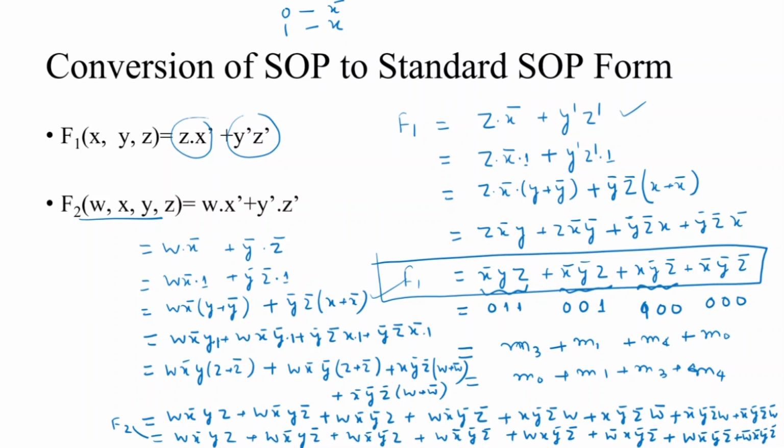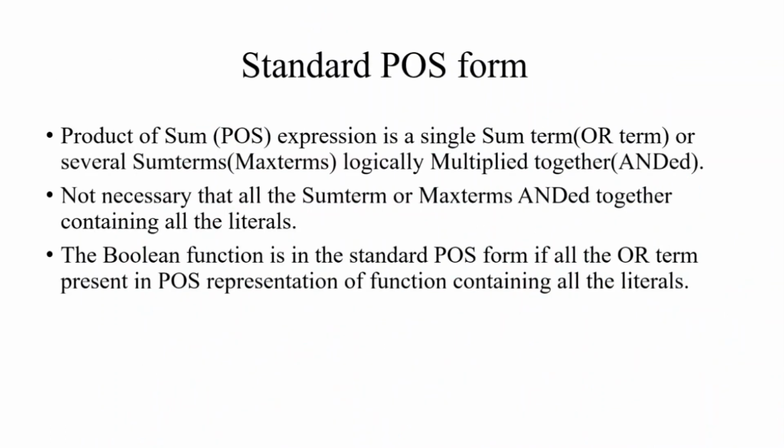a standard SOP form. We convert the same function into a standard SOP form in which all the product terms, all the ANDed terms, contain all the literals. When in the representation of a Boolean function in SOP form all the minterms present in the function contain all the literals, we can say that the function is in standard SOP form, otherwise not.